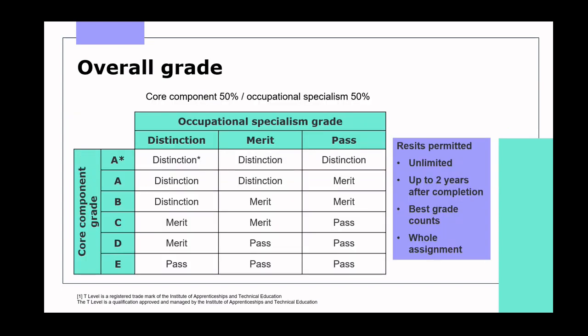And when it comes to their final grade, when all the assessments have been completed, it is a 50-50 split in terms of the weighting between the core component and the occupational specialism. So if students got a B in the core and a merit in the occupational specialism, their final grade would be a merit. And resits are permitted and they're unlimited, and it is the best grade that counts, although students only have 2 years after completing the T Level to do any resits.